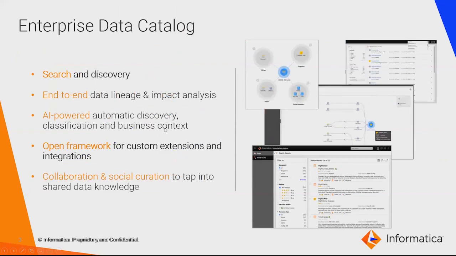Enterprise Data Catalog has a wide variety of features like search and discovery, end-to-end data lineage, AI-powered automated discovery, open framework for custom extensions and integrations, collaboration and social curation to tap into shared data knowledge. The highlighted ones, like search and discovery and open framework for custom extensions, will be the focus of today's webinar. This can be used for any custom solutions which are not out of the box, and uses the REST API framework to enhance the application to your respective needs.